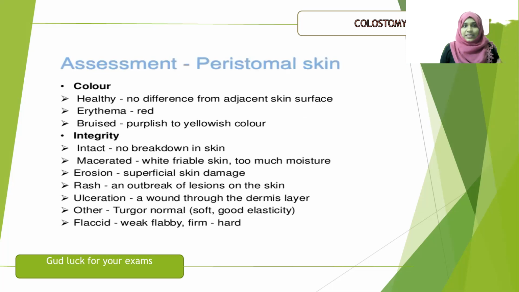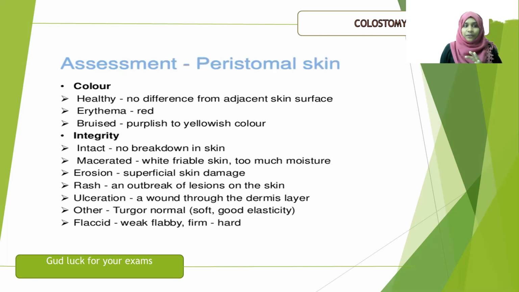Next, assessment of peristomal skin, that means the skin around the stoma. If it looks healthy, that means there is no skin difference around the stoma. If erythema is present, what is the color? It will be red. If it is bruised, it will be purple to yellowish in color.